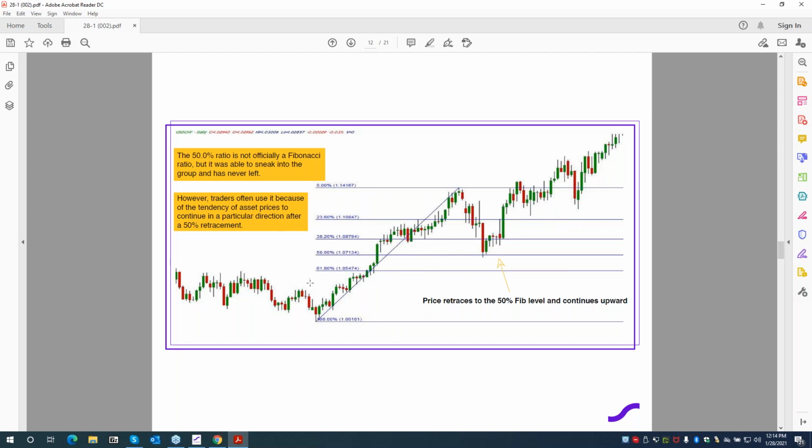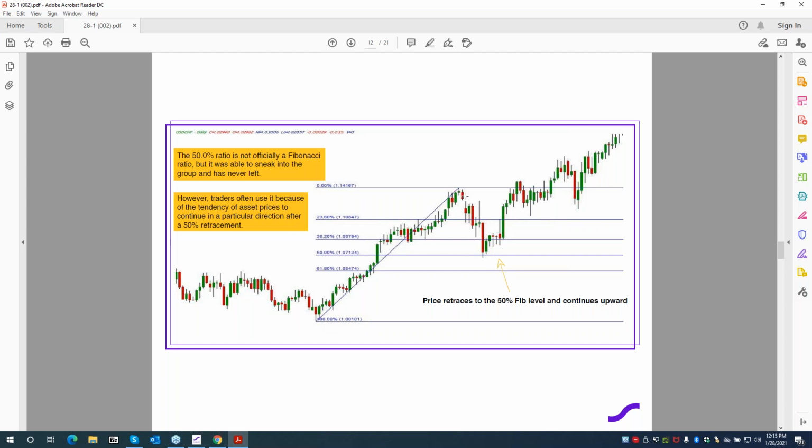And since a lot of traders use it as well, they rely a lot on the 50% level. Traders often use it because of the tendency of asset price to continue in a particular direction after a 50% retracement. So you see something moving upwards, guys. We draw our Fibo from the low, drag it up to the highest point that we can see, and this will draw your Fibonacci levels, starting from 0, 23, 38, 50, 61, and 100%.